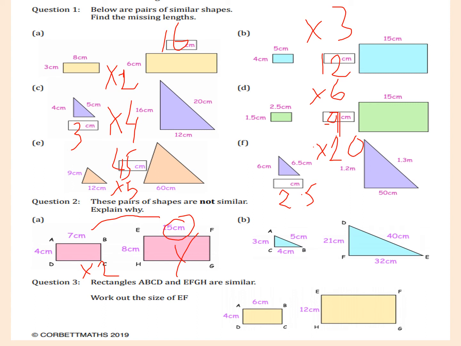B, we've got 5 and the scale factor. Let's say it's 8. 5 times 8 is 40. Well, 3 times 8 is actually going to give us 24. So these cannot be similar shapes, because the same scale factor will be used on each of the sides. It's asking you to work out the size of EF, this side here. So 4 to 12, scale factor of 3, 6 times 4, 24.